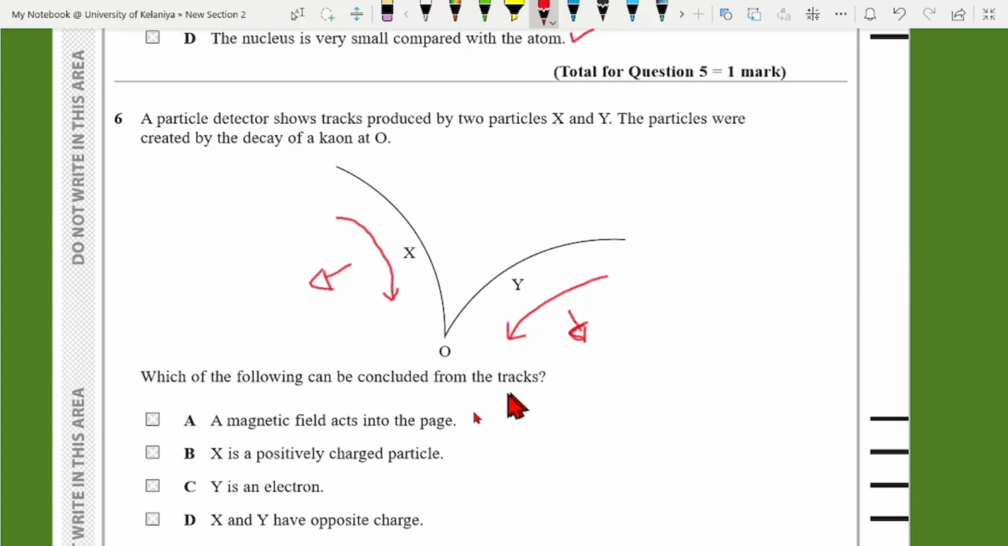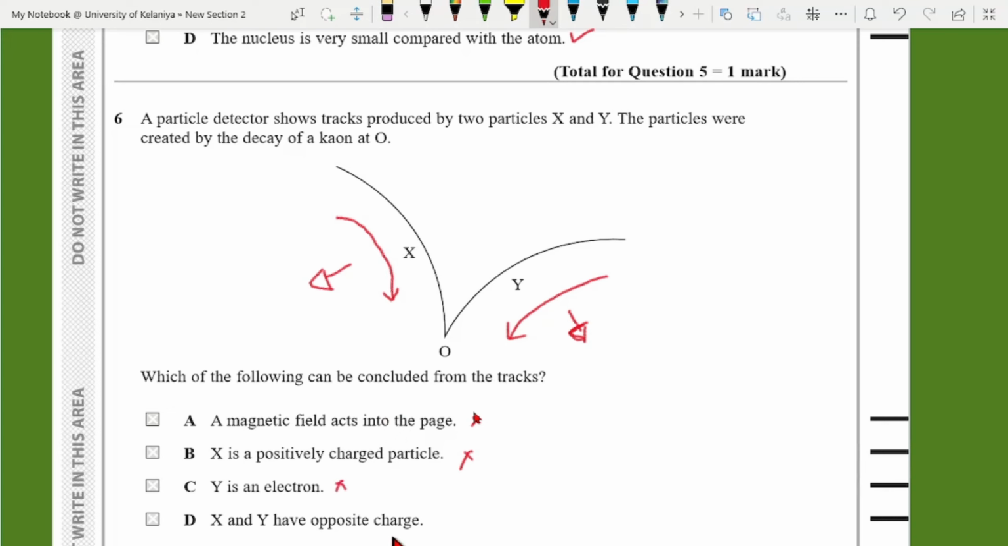Which of the following can be concluded from the tracks, right? A magnetic field acts into the page. No, we can't tell it because we don't know the charge, so we cannot use our left hand rule for this one. X is a positively charged particle. No, we don't even know that one, because if we don't know the magnetic field, we can't tell which particle is positive and which particle is negative, right? Y is an electron. No, we can't tell it, right?